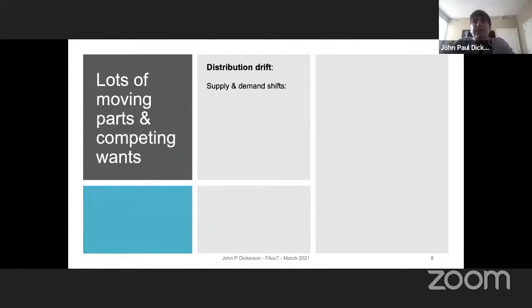There's distribution drift. For example, supply and demand might shift. The demographics of countries change. As a country gets older or younger, the need for kidneys might change. Racial shifts might change different underlying distributions from which you're drawing blood types. The increase in obesity or the increase or decrease in alcohol use might change the demand for kidneys. There may be shocks to the system.